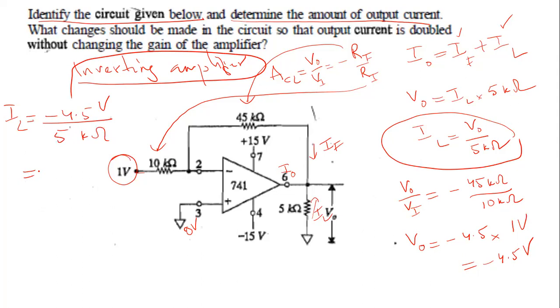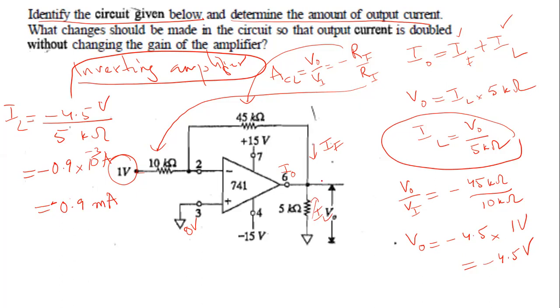So 4.5 upon 5 will be 0.9, isn't it? 4.5 divided by 5 will be 0.9. So this is minus of 0.9. There is a kilo ohm, 10 to the power 3 in the denominator. If you raise it to the numerator, it will be 10 to the power minus 3, right? Volt per ohm is ampere. So this will be minus of 0.9 milliampere. Okay, so here the minus sign simply indicates the direction of flow of current.